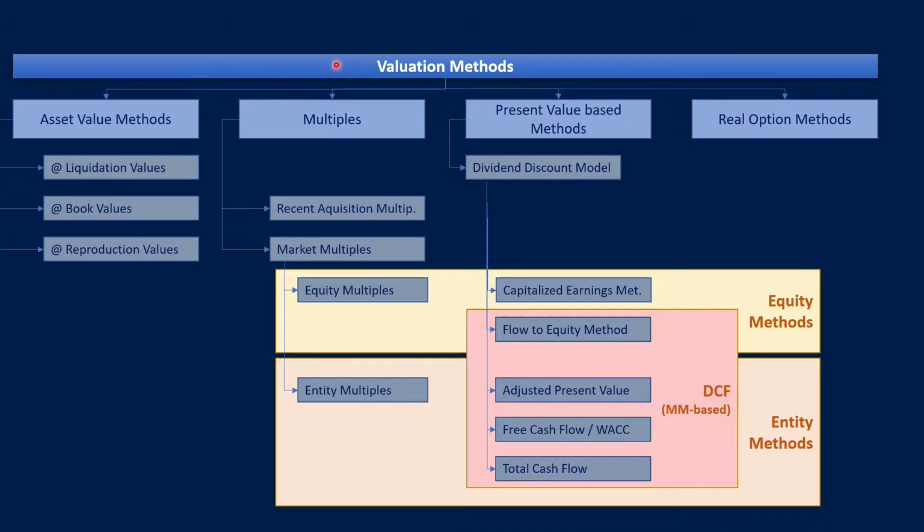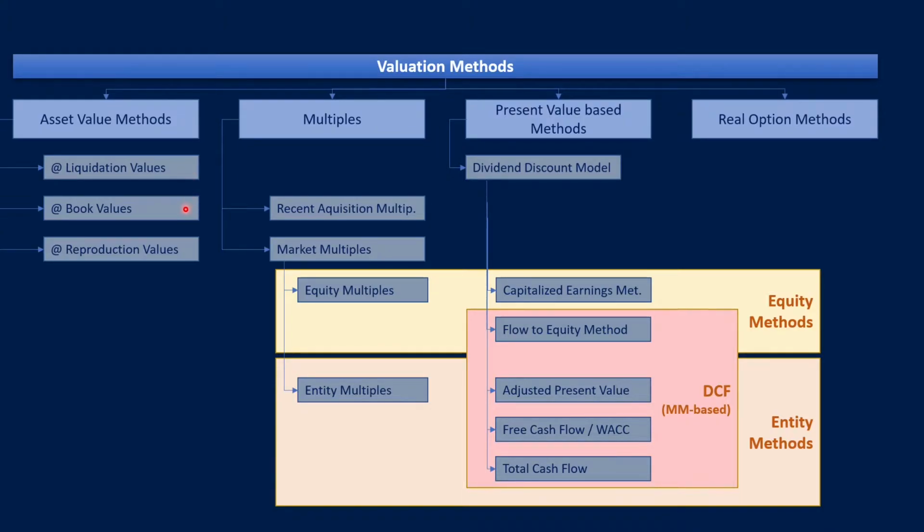This is an overview over valuation methods. We see 4 different types of valuation methods. We start with the asset value methods, then we see the multiples, then we see the present value based methods, and we see the real option methods. The asset value methods are, just like accounting, based on the individual value of any asset.